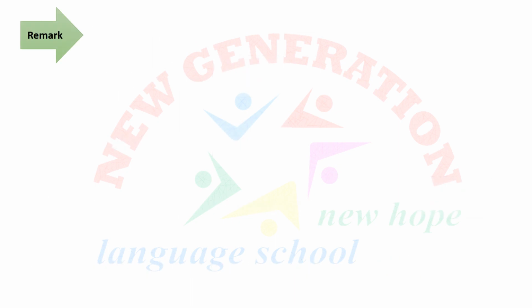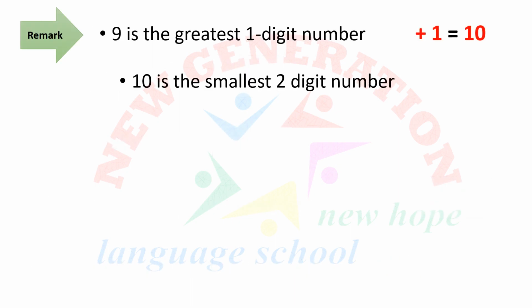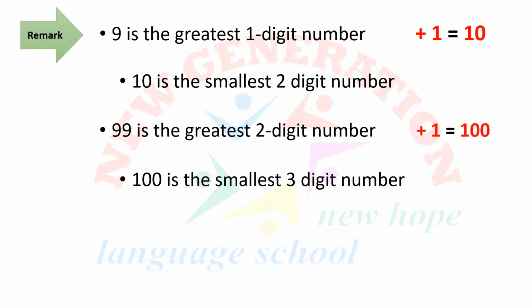Okay, there is an important remark. 9 is the greatest one digit number. If I have one place value, and I put 9 inside the place value, it is the greatest number I can form from one digit. So if I add 1, it will be 10. So 10 is the smallest two digit number. And 99 is the greatest two digit number.